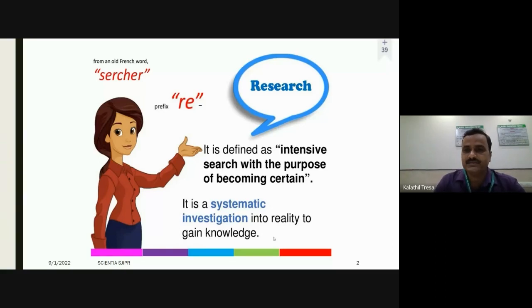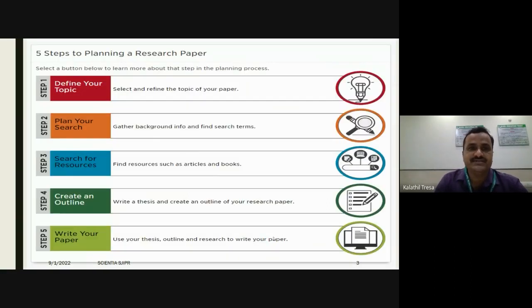If we carry out certain types of searches and they come into reality, and that may be useful for society and for human beings, then it is called research. The topic is mostly related to the steps used in writing or planning a research paper. Mostly, according to me, there are 5 steps.